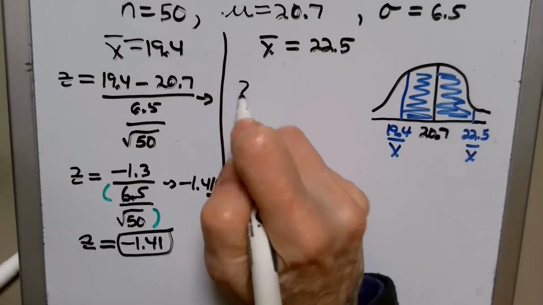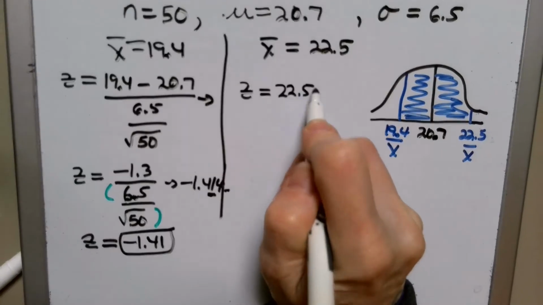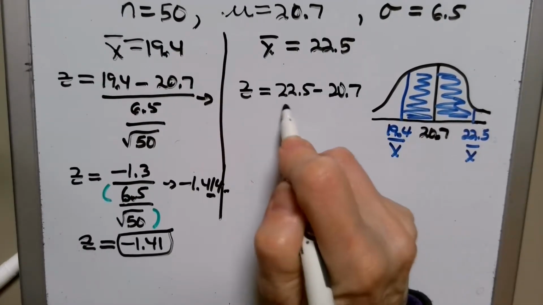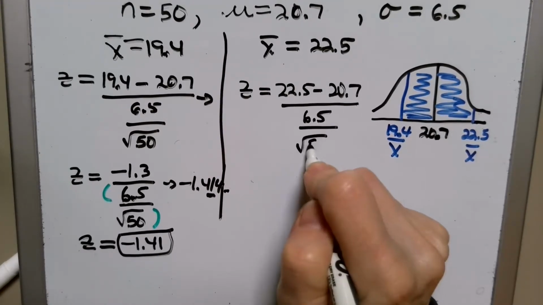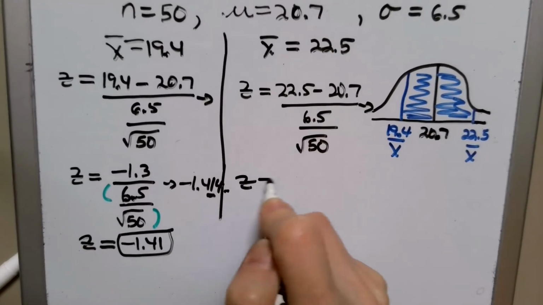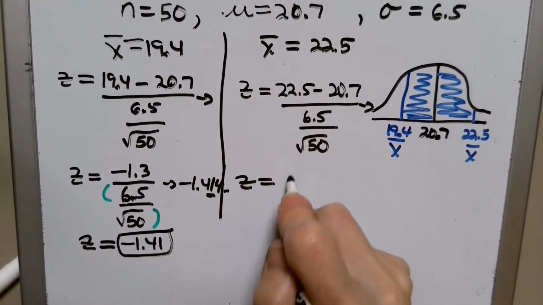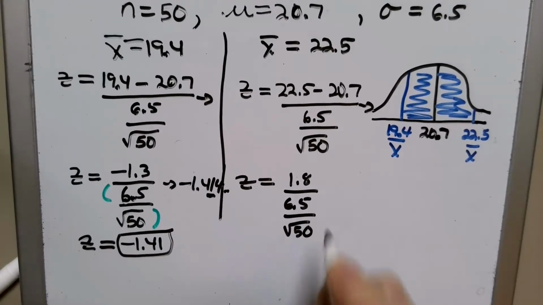Now we're going to calculate the z-score for x bar, the sample mean, is 22.5. It will be positive. So x bar 22.5 minus mu, population mean, 20.7, over the standard deviation sigma 6.5 over the square root of the sample size 50. So this is going to give you 22.5 minus 20.7 gives you 1.8 over 6.5 over the square root of 50. Just like before, you've got to put this in your calculator with parentheses, otherwise you get the wrong answer.